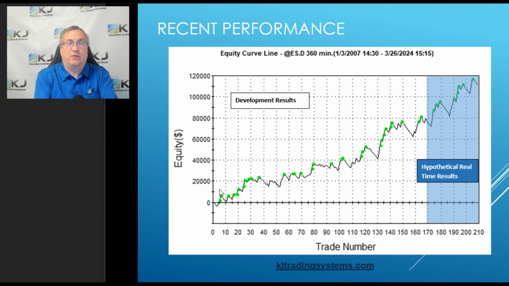So I tested it through the end of 2021. So here's 2022, 23, and part of 24. And in the blue, you can see it's still performing pretty well and pretty much the same. It goes up, then it has a significant drawdown, goes up, has a significant drawdown, and that's kind of what it's had in the past. So that's kind of nice to see. It hasn't really changed its character outside of the test period.